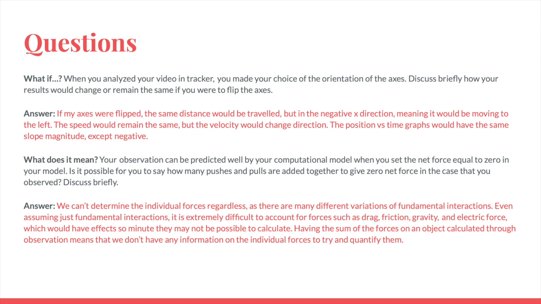The answer is simple. If my axes were flipped, the same distance would be traveled, but in the negative x direction, meaning that it would be moving to the left. The speed would remain the same, but the velocity would change direction. The position versus time graph would have the same slope magnitude, except it would be negative.